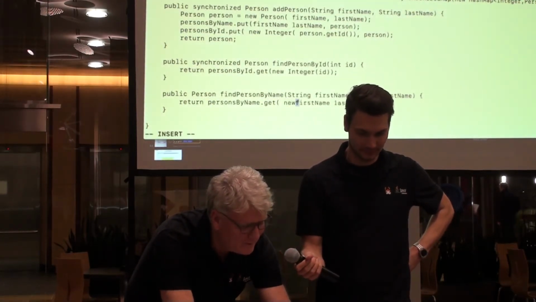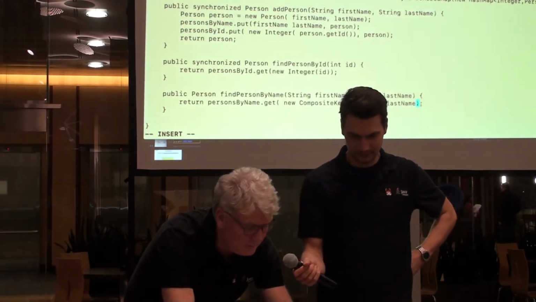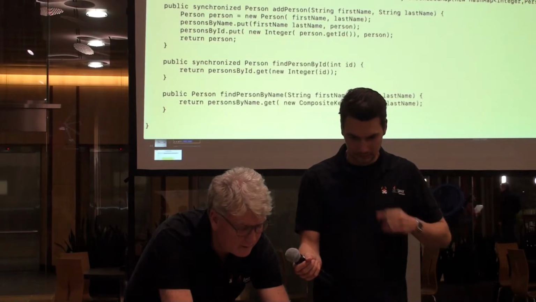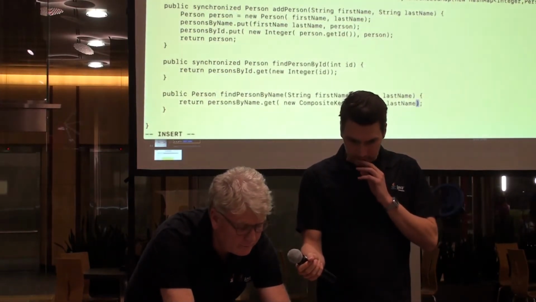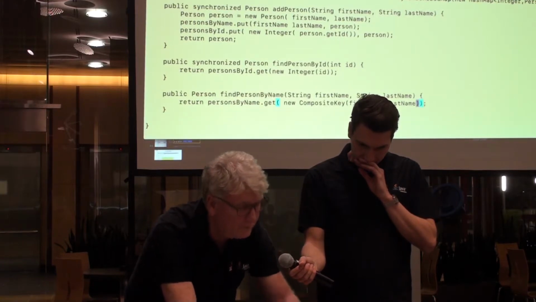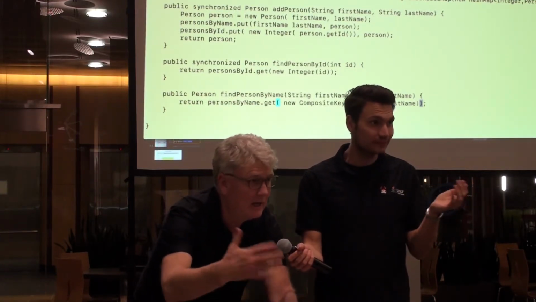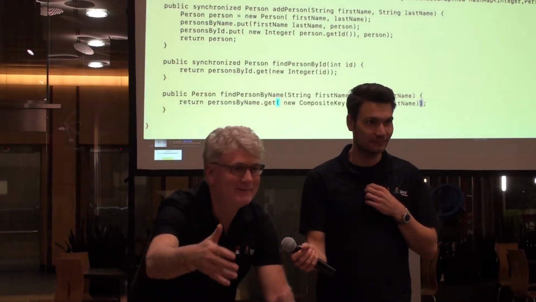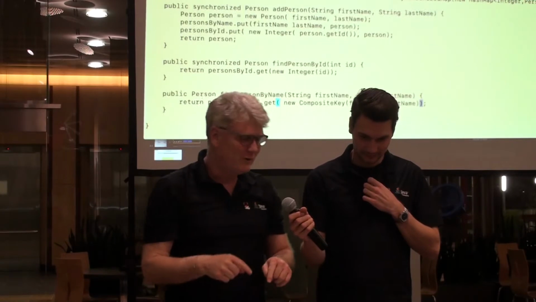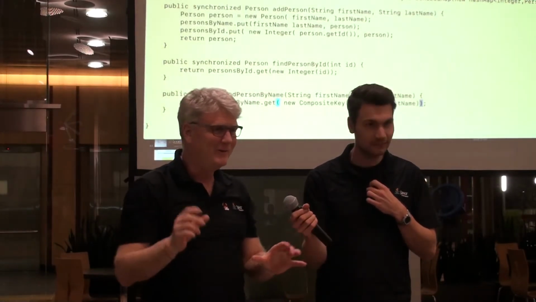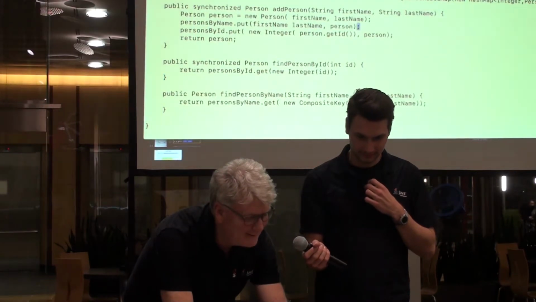Let's go and put in something like this. So when you do a table lookup with two or more fields, the two or more fields form what we call a composite key. Awesome. So let's introduce the abstraction of a composite key into this piece of code. What do you think of that?